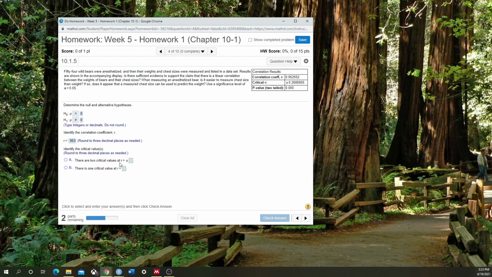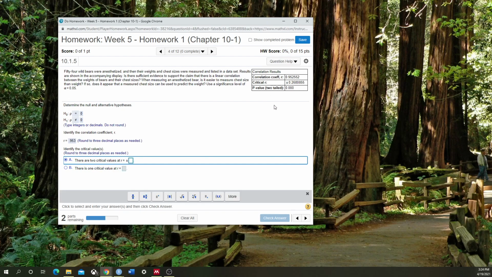Identify the critical values. So there are 2 critical values at r, or there's 1 critical value at r. Since this is a two-tailed test, that means there would be 2 critical values. If there was 1 critical value, we would expect that if it were a one-tailed test, meaning we're expecting rho to be greater than or less than 0. Okay, there are 2 critical values. Here we can see plus minus, so it can be either greater than 0.26 or less than negative 0.26, and that would be considered statistically significant given our alpha, our significance level of 0.05.